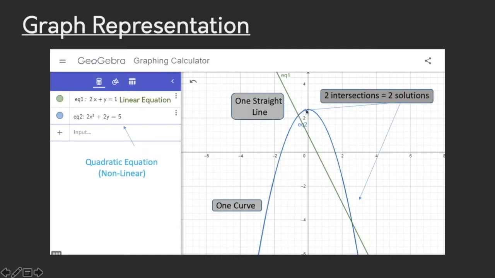We can see also here that there are two intersections. In any system of equations, whether it be 3 variables or 2 variables, the intersections are the solutions to that system of equations. In this case, there are 2 intersections, which means that there are 2 solutions. If there's only one intersection, like let's say this line here is up here, and it only intersects at one point, then that means there is only one solution to that set of equations.